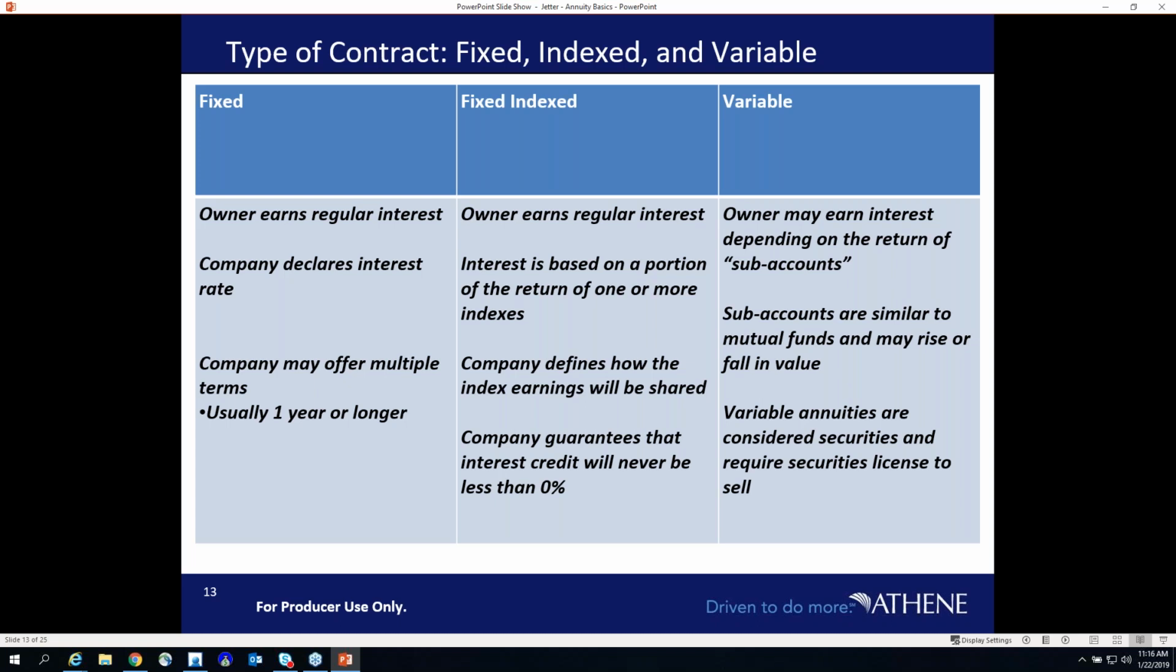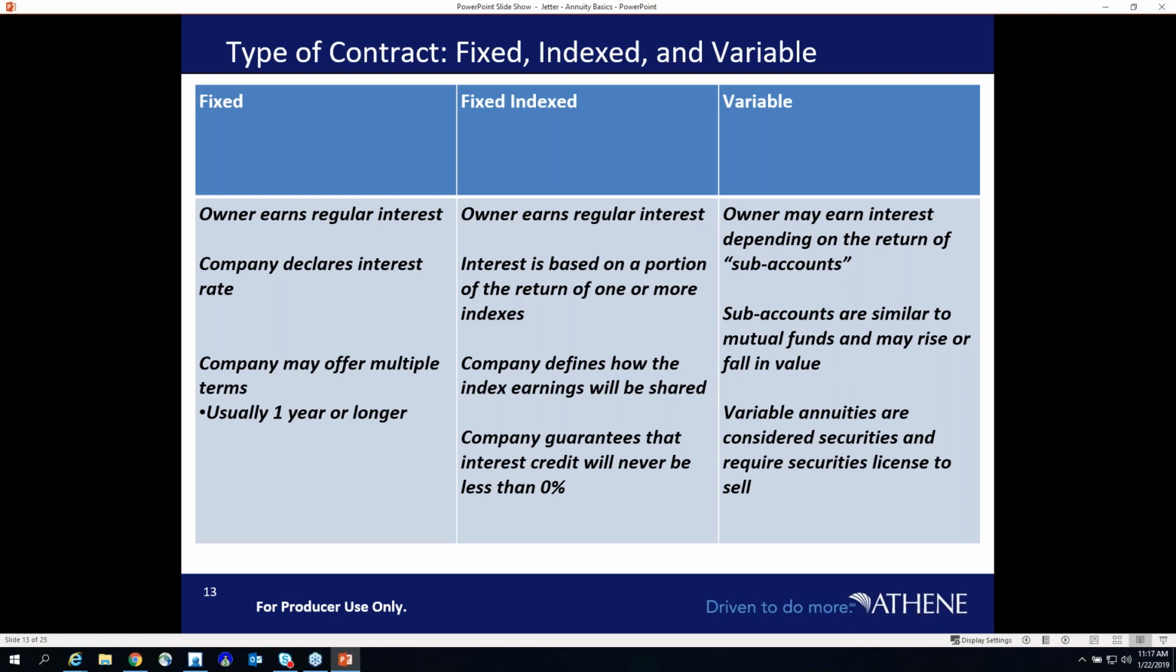The interest is based on a portion of the return of one or more indices. So with this one, you're actually going to get all or a portion of an index return. Again, we don't invest the client's money in the index. We simply track the index to see what type of interest they earn going forward. The company defines how the index earnings will be shared, and the company guarantees that the interest credit will never be less than 0. So again, with the fixed indexed annuity contracts, often you'll hear 0 is your hero.